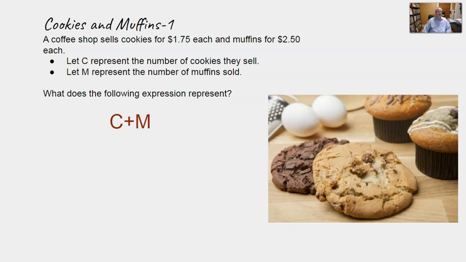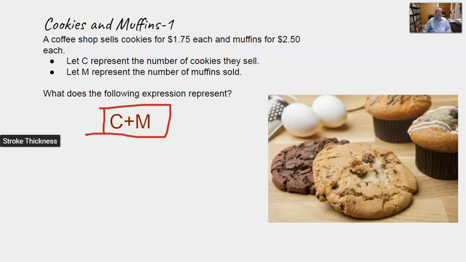Okay, so our first one here is C plus M. We want to think, what does this represent? Well, C is the number of cookies they sell, and M is the number of muffins they sell. So C plus M must be the total number of cookies and muffins they sell. That's all. No big deal. So when we're adding these two quantities, we just get their total.